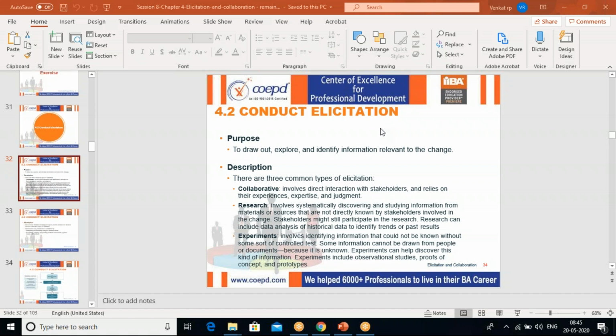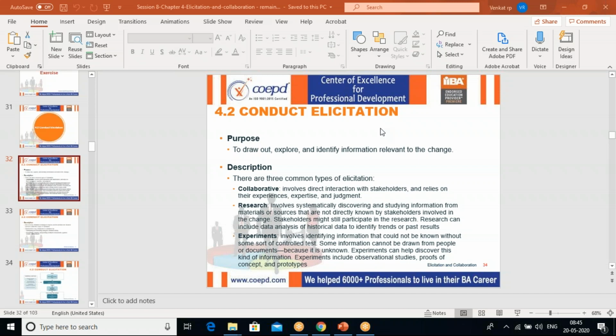So basically, while we are doing elicitation, there are three approaches. Number one, collaborative. Number two, research. Number three, experiments. I want you to note down in your notes these three: one is collaborative, the second one is research, the third one is experiments. Now, whatever techniques we use, we can use one after the other, or in parallel, or mutually exclusively as well.